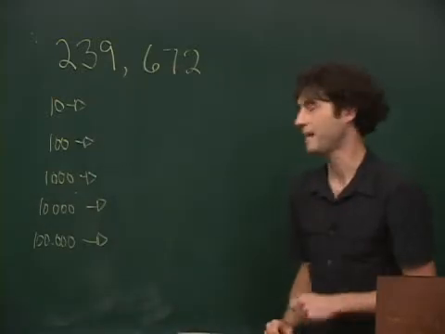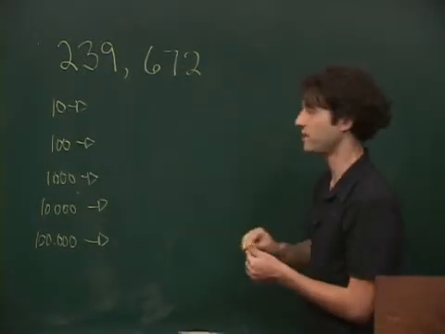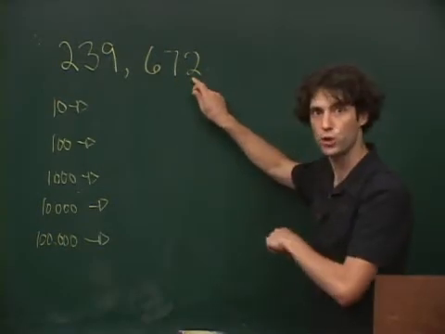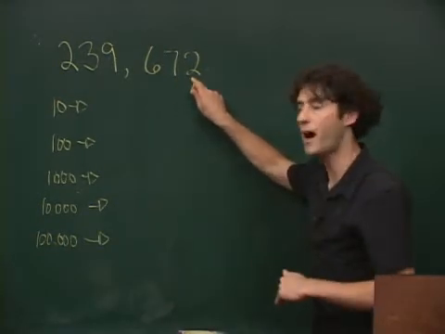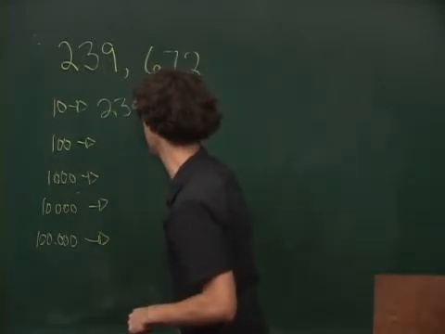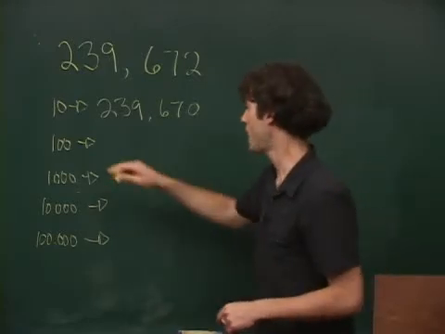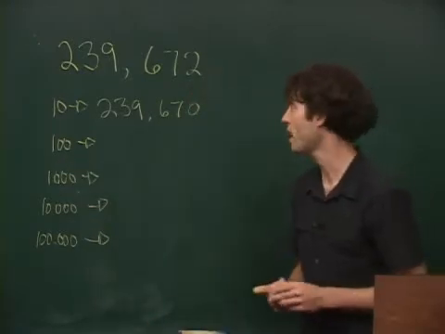Let's start with the tens. Where is the 10 column? Here. Look at the number on the right. It's a 2. 2 is less than 5. It will stay a 7. So it's 239,670. Now let's round to the nearest 100.